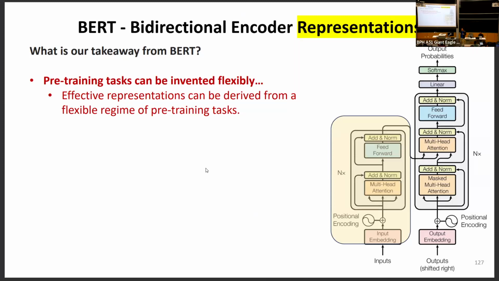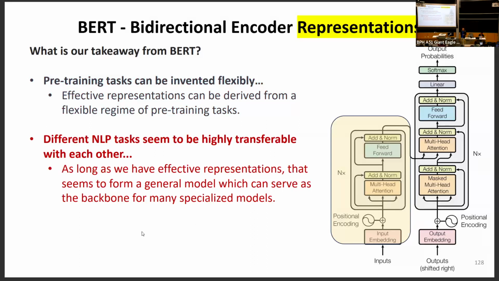And so the first takeaway from BERT we can learn is that if we train an effective representation, that means we need to have a flexible regime of pre-training tasks. And that basically means that the creativity in coming up with this pre-training task is vital in making use of large amounts of unlabeled data, because how else are we going to self-supervise the model? To learn from that data, we have to have some creativity in the pre-training task, and that's what BERT has done.